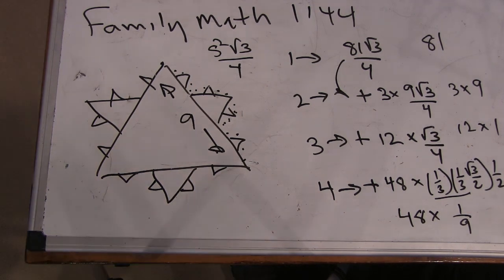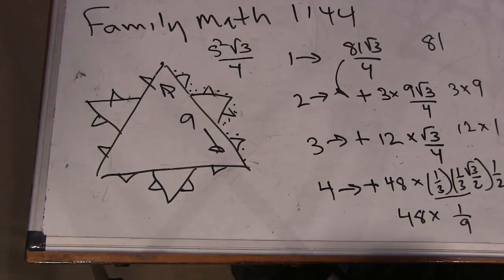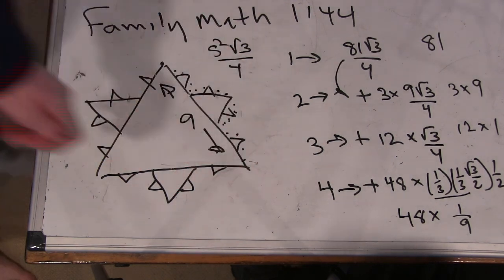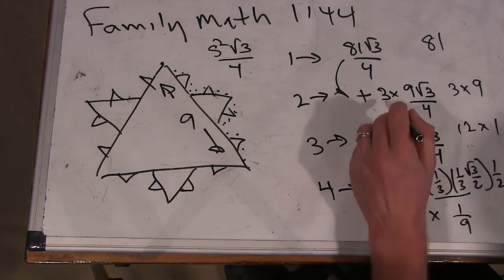Well, for the larger coefficient of the side length, this always goes from 81 to 9 to 1 to 1/9. So that is being divided by 9 every step. And then the amount of triangles we add on goes from 1 to 3 to 12 to 48. So if we start at the second step, we're multiplying the amount of triangles we add by 4 every time.